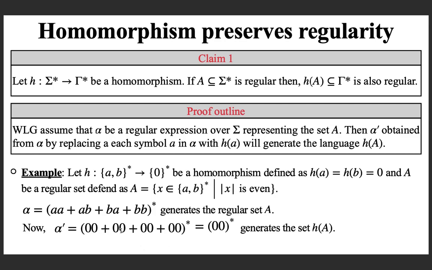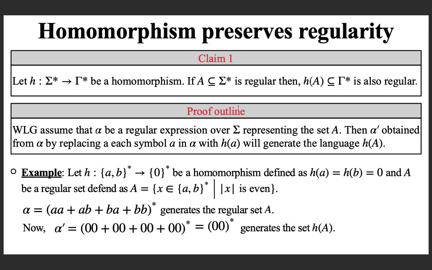It is 00 plus 00 plus 00 plus 00, the whole star, which is nothing but 00 star, which actually generates H of A, that is the homomorphic image of this language, which is what B obtained as the homomorphic image of this language in the previous slide. So, this is what I was trying to tell as the proof outline. So, with this we are concluding that the homomorphic image of a regular language is also a regular language.